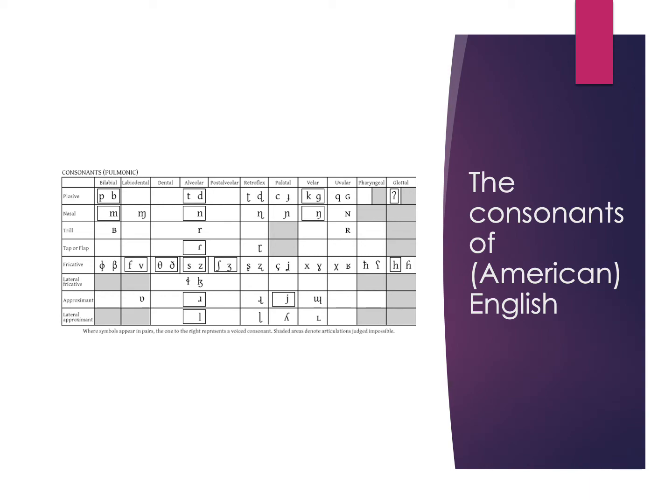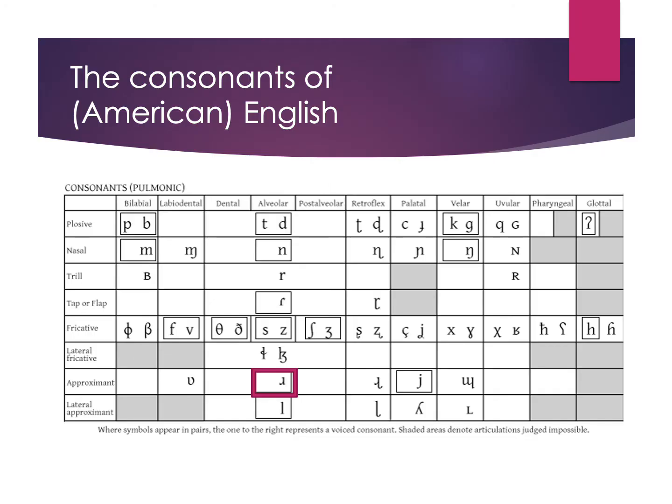So the first one we'll start with is the one that looks like an upside down R. This is our central approximant alveolar. This one is our sound, the R sound that we have in American English. And you'll notice that this is an upside down R, and this is very, very important, because the English R that we use is very different than the R that's used in most languages and even in some English dialects as well.